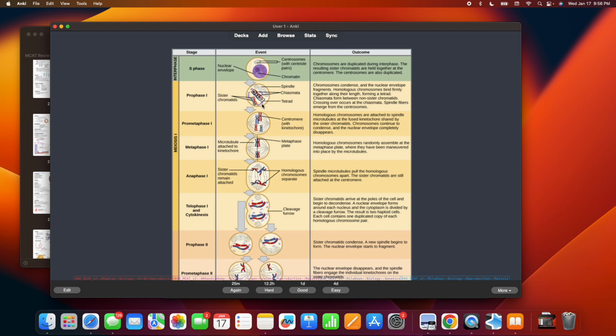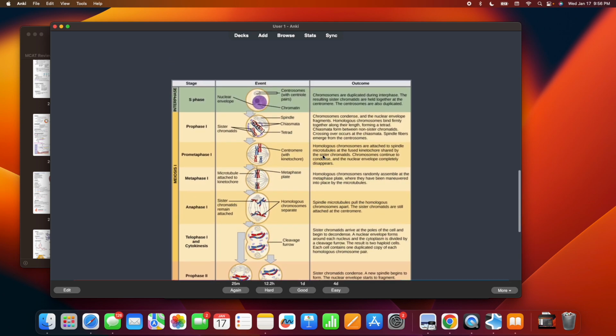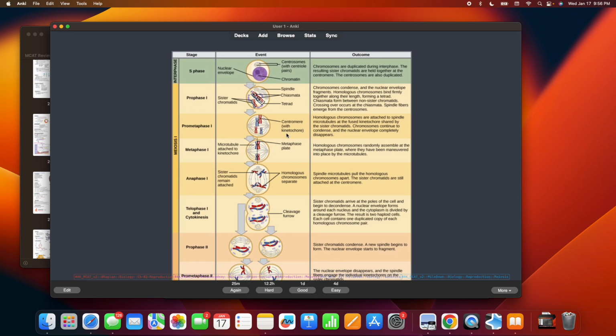Then you have the homologous chromosomes. This is the holy grail. Then at prometaphase 1, we have the homologous chromosomes that are attached to spindle microtubules at the fused kinetochore shared by the sister chromatids. So we have the centromere with kinetochore. So these kinetochores are at the centromere.